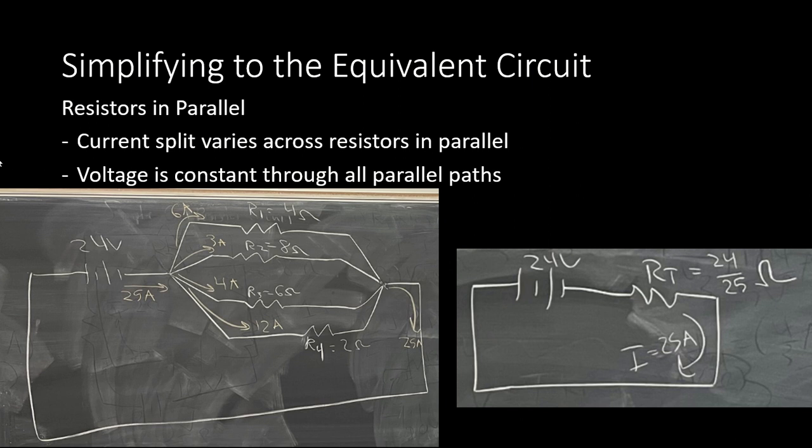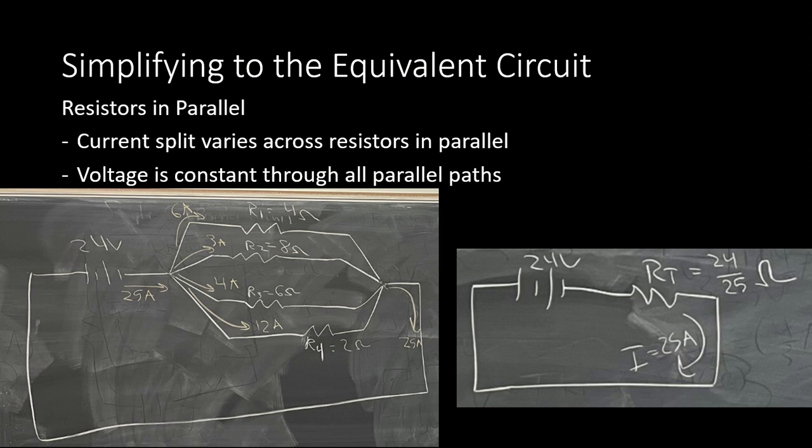Now, current, however, is what splits up as we have parallel paths. So let's say we only know initially our starting power supply, and we only know the resistance for each resistor in our circuit. What we're going to need to determine is the amperage that is flowing through our circuit, and what's the amperage that flows across each individual path.